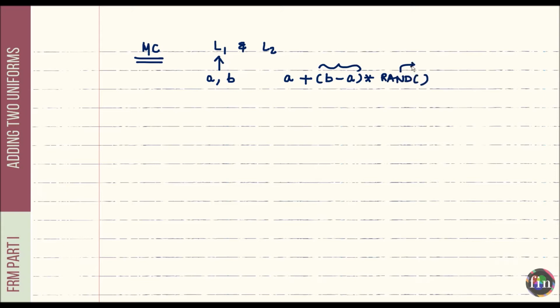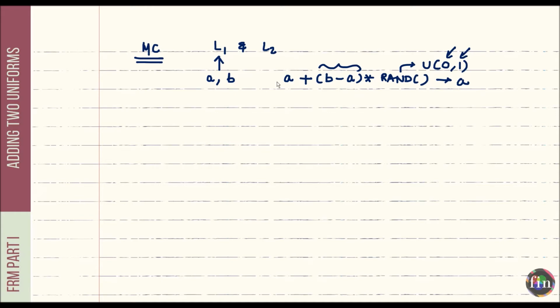This RAND function, remember, is a uniformly distributed random variable between 0 and 1. So basically, intuitively speaking, if this RAND comes out to be 0, then this expression boils down to A, which means that 0 corresponds to the left limit of L1, and if this U01 comes out to be 1, then you have A plus (B minus A), which is B. That means 1 corresponds to the right extreme of the distribution.